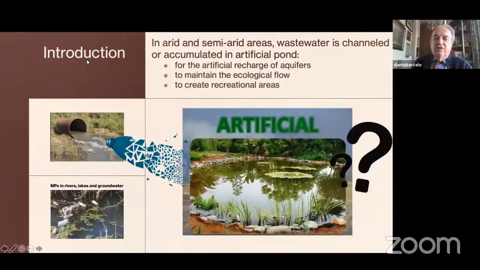Saudi Arabia, as most of the audience from this country knows, has a problem of water. Much of the water is treated water from wastewater. So this water is used after treatment. Mainly the Riyadh wastewater treatment plant delivers a lot of water, which is highly treated, and that goes to different applications or different purposes, like artificial recharge of aquifers, to maintain the ecological flow, and also to create recreational areas, for instance, in the oases and other areas.